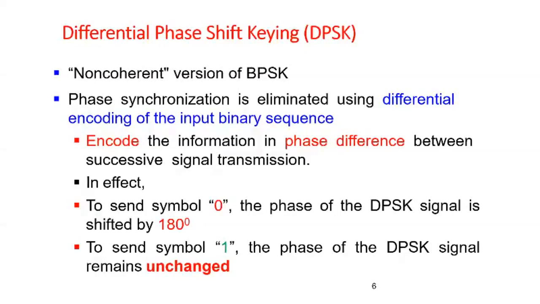Here we encode the information in the phase difference between successive signal transmissions. When we send symbol zero, the phase of the DPSK signal is shifted by 180 degrees. So how do we do the differential encoding? In DPSK, symbol 0 will be sent with a 180 degree phase shift, and symbol 1 will be sent as it is, without any phase change. This is the rule used in DPSK.